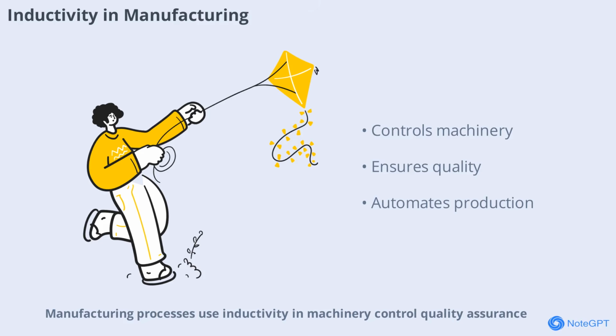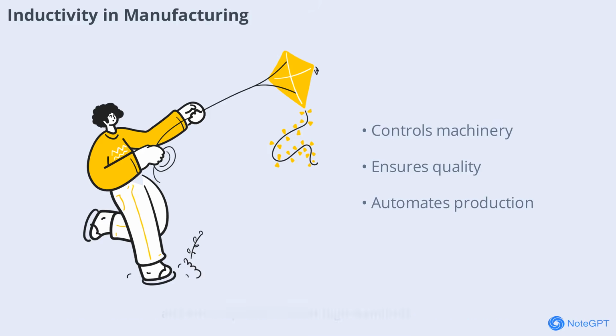Manufacturing processes use inductivity in machinery control, quality assurance, and automation. Inductive sensors detect defects, monitor production lines, and ensure products meet high standards.